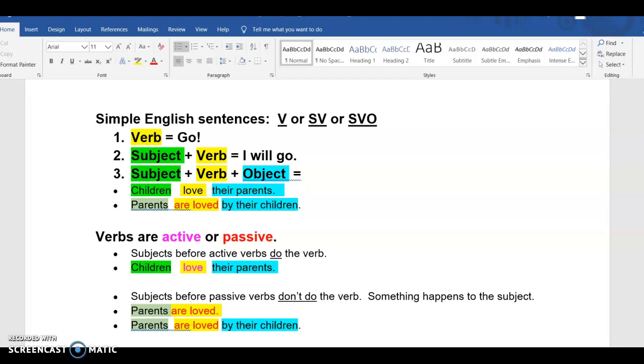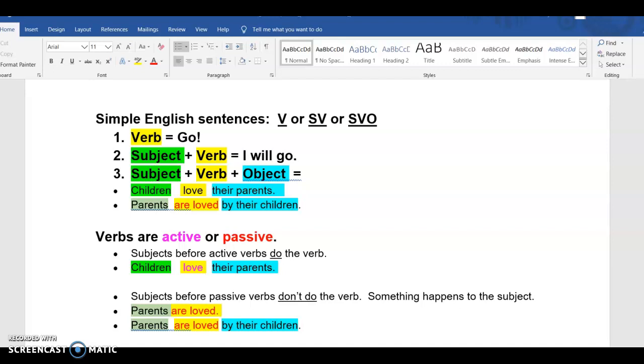Simple English sentences can be a verb, like number 1, go. That is a very small English sentence. Number 2, an English sentence can have a subject plus a verb, such as I will go. Or an English sentence can have a subject and a verb and an object.